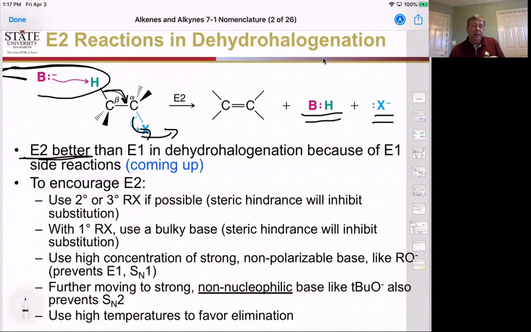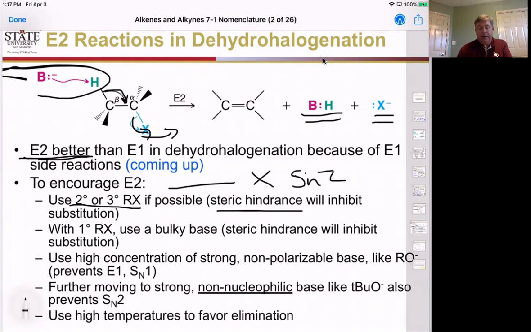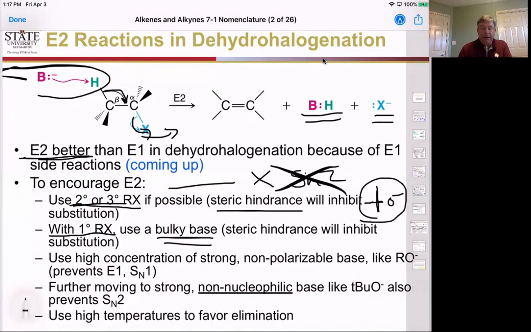So to encourage an E2 reaction, we want to use a secondary or tertiary halide if possible. Okay, the reason we do that is that steric hindrance will inhibit substitution reactions. That is, a secondary or tertiary halide means that we will not do an SN2 reaction. Okay, so that does not happen when we have our secondary and tertiary materials. We can use primary alkyl halides if we use a big bulky base. And our classic bulky base is t-butoxide right here. Okay. So the reason is that this right here is so big and bulky, it can't act for substitution.